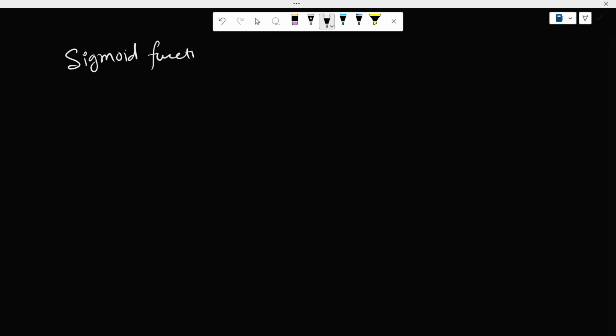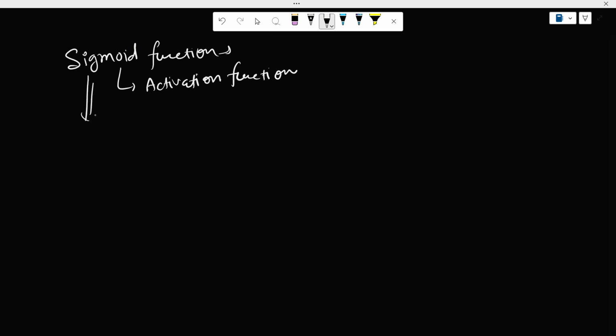Sigmoid function. In the case of neural networks, sigmoid is used as an activation function. I mean, the function which actually decides, the algorithm which decides whether a particular neuron should fire or not. Okay, so let's understand it again.